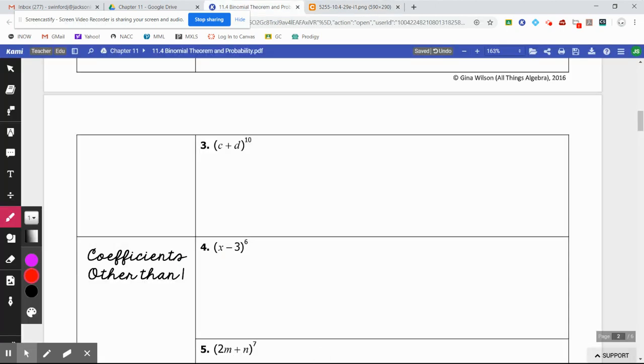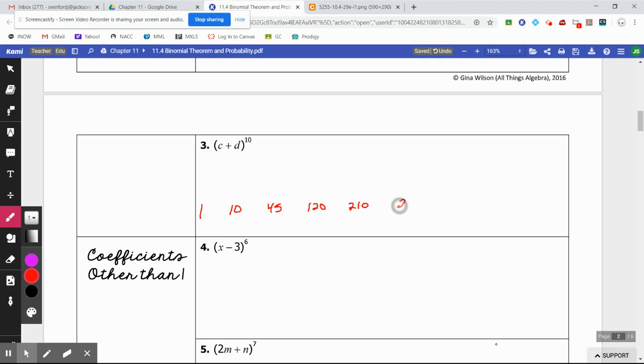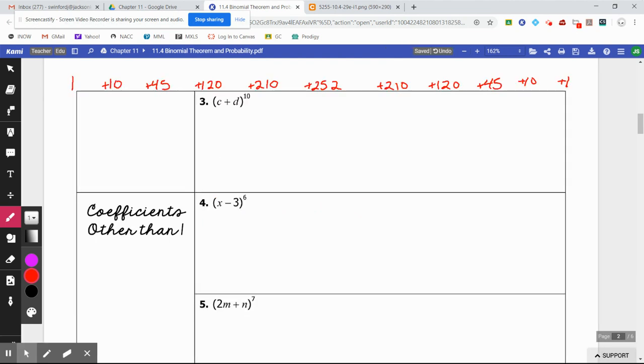So we've got a 1, a 10, a 45, a 120, and I believe the next one was a 210, a 252, a 210, and I believe I'm going to run out of room. So let me pause and move my numbers over. Okay, there we go. I've got all my numbers, and I put all my plus signs because all of them were positive values.